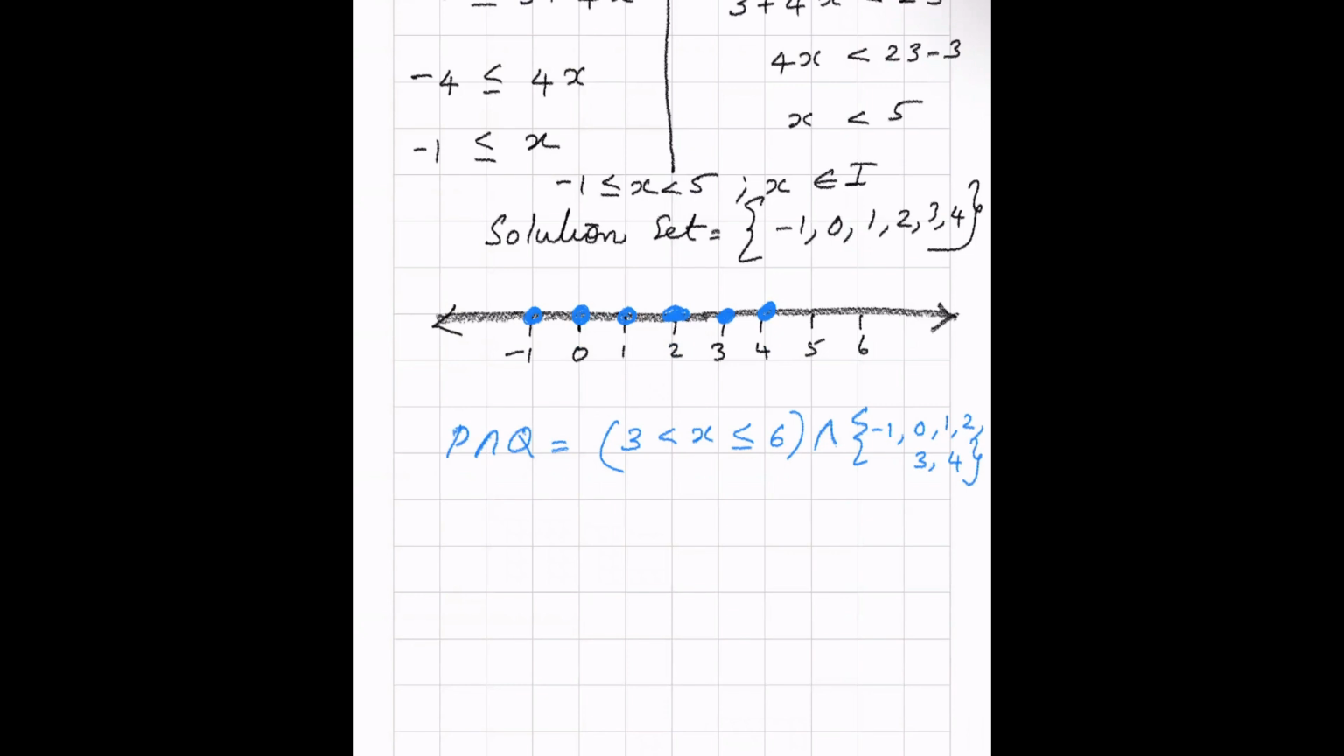If you look at this, what are common here? 4 and 5 only are common. No, 5 is not common. 5 is not present in Q. Only 4 is common. Is there anything other than that which is present in both P and Q? Nothing, right? Just observe and tell me whether you see anything more. Nothing else. So only 4 is present in both P and Q. So P intersection Q is nothing but 4.